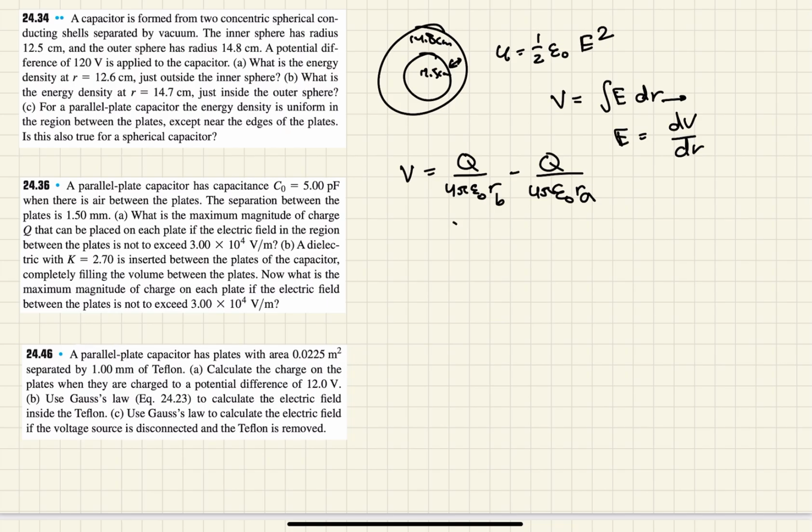So you can factor out a Q over 4 pi epsilon naught, and you get 1 over RB minus 1 over RA, which you can simplify by multiplying by RA and RB. It's just like normal subtraction of two fractions, right? You find a common denominator, and so it becomes RB minus RA.